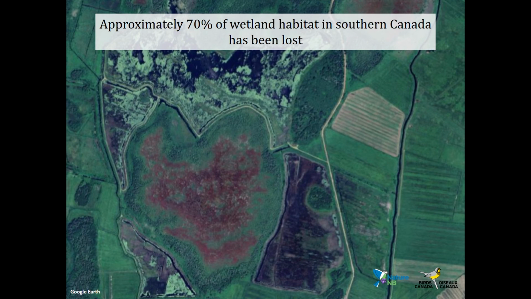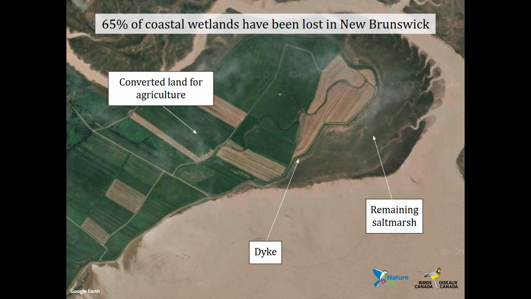Now, unfortunately, wetland loss in southern portions of Canada is estimated at 70%, with agriculture and development being largely to blame. And it is estimated that in New Brunswick, 65% of coastal wetlands in particular have been lost. And in the Maritimes more generally, the loss of coastal wetlands is a big concern. Again, mostly this happens when these wetlands are converted into agriculture.